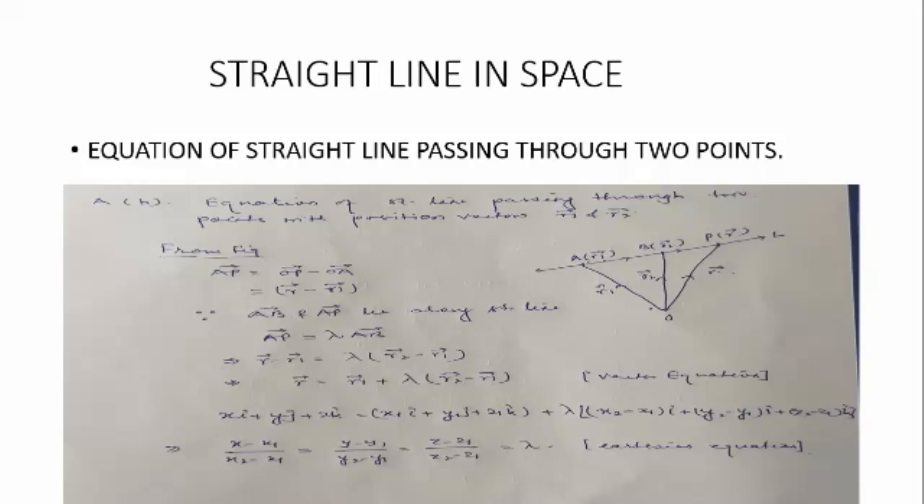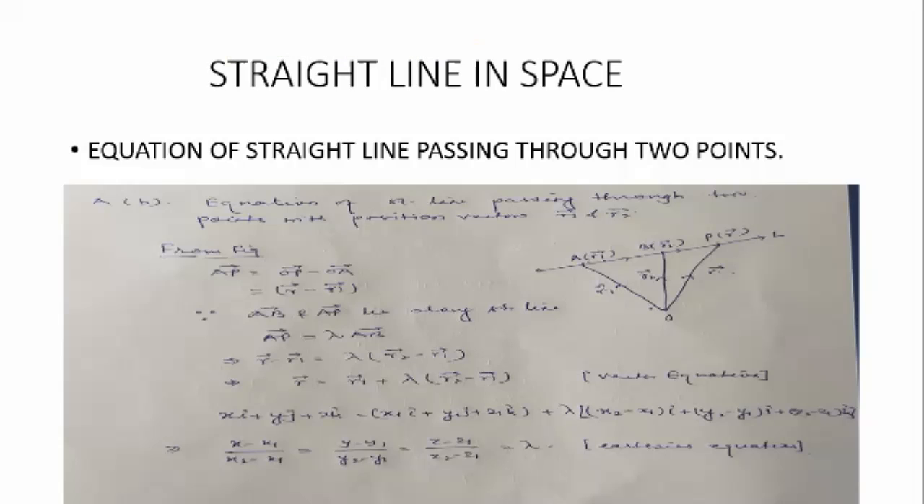And since AB and AP lie along the straight line, we can say AP equals lambda times AB. Now we have to write the mathematical expression for this. After this, you can see vector r equals r1 plus lambda (r2 minus r1). That is called the vector equation of the straight line passing through 2 points.